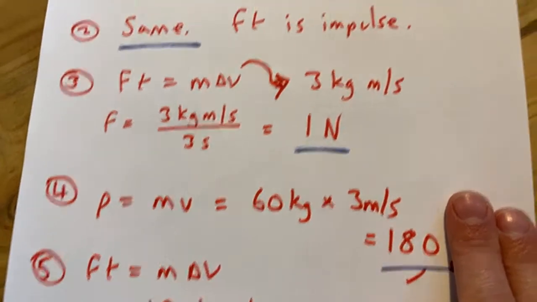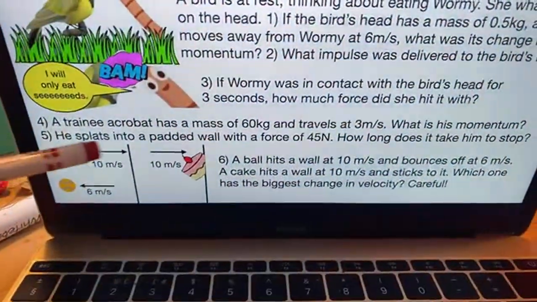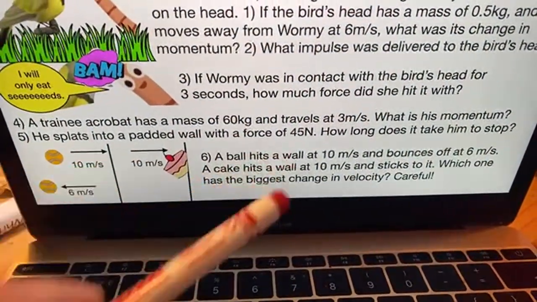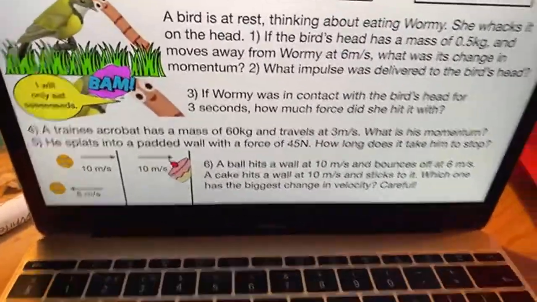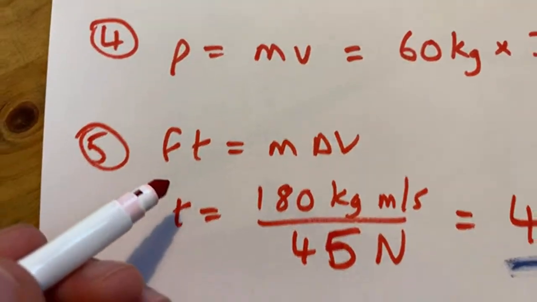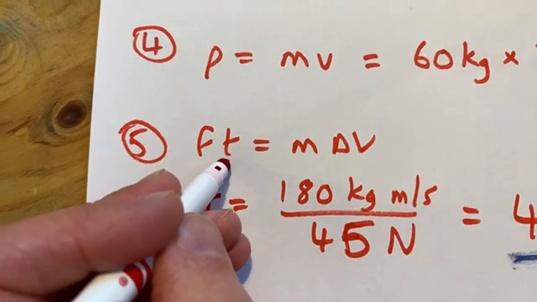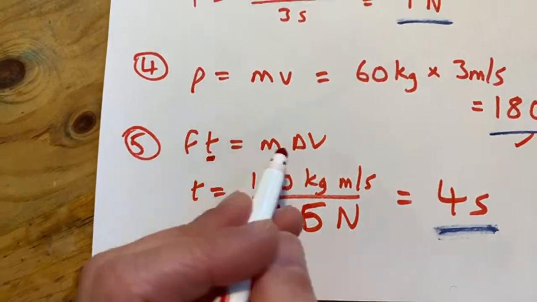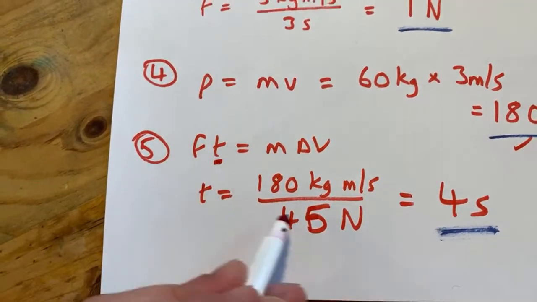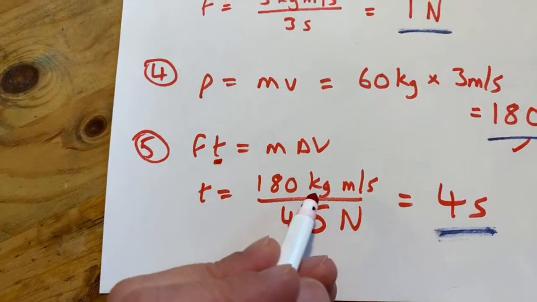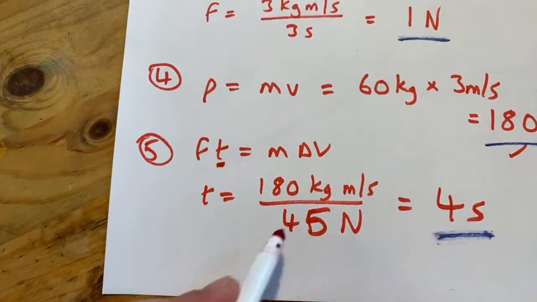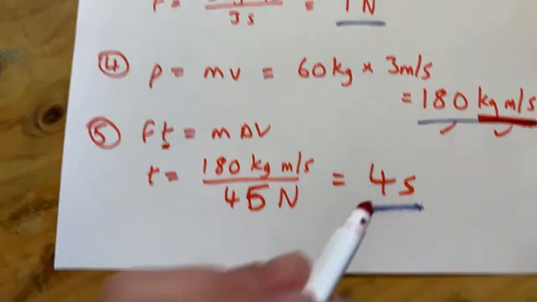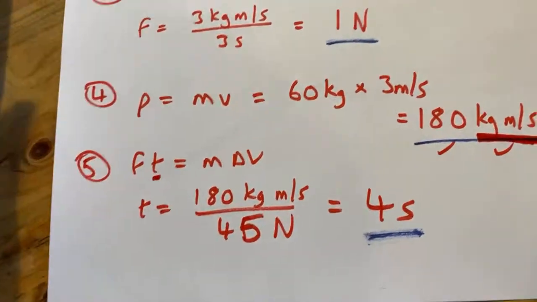He splats into a padded wall with a force of 45 newtons. How long does it take him to stop? So it's this equation again, but we're looking for the time. We're looking for how long it took him to stop. So we rearrange the equation so that change in momentum is on the top and force is on the bottom. So it's 180 kilogram meters per second divided by 45 newtons, which is 4 seconds. Well done if you got that.